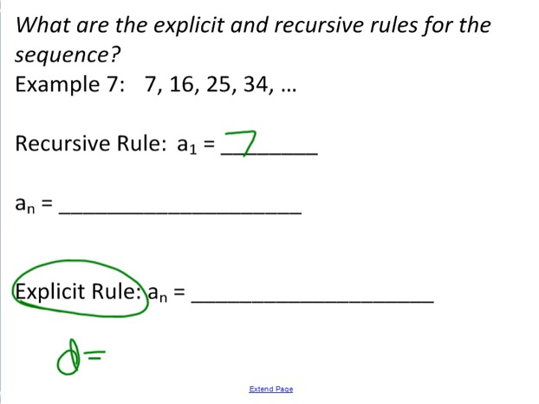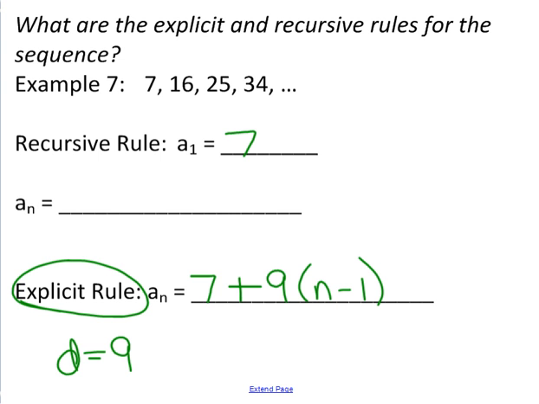So if I have 7 plus 9, does that equal 16? Yes. 16 plus 9 equals 25. So my common difference is 9. So my explicit rule is the first term plus the common difference, which in this case is 9, times n minus 1.